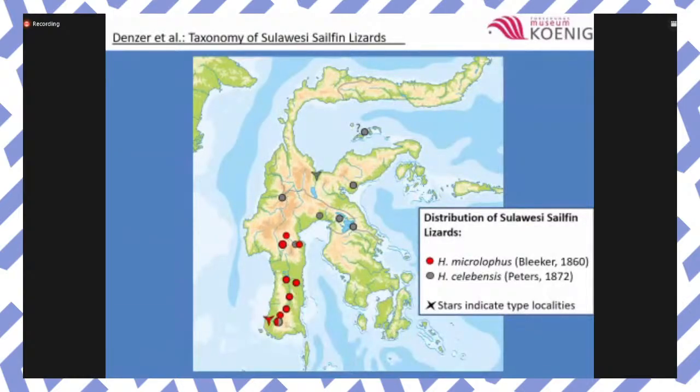Microlophus, which was described from the area around Makassar, just inhabits the southeastern peninsula, whereas Celebensis is mainly found in the central parts of Sulawesi, and was described from the Poso area here. And there are also some records from the southeastern peninsula, which indicates that both species, or phenotypes, occur together.